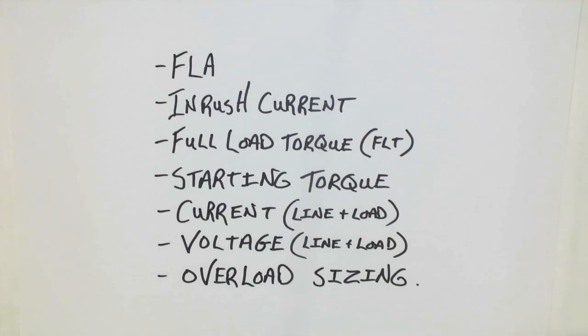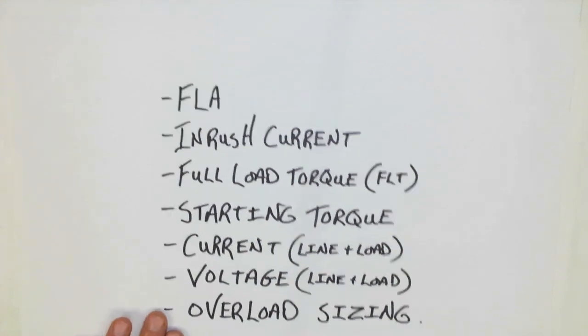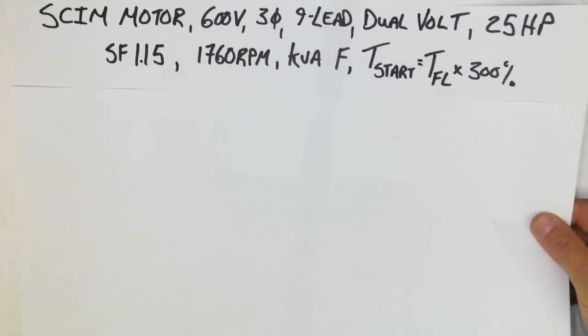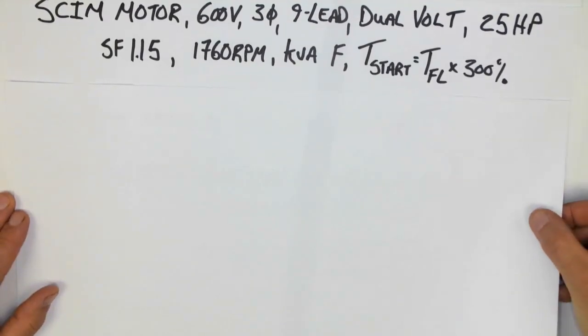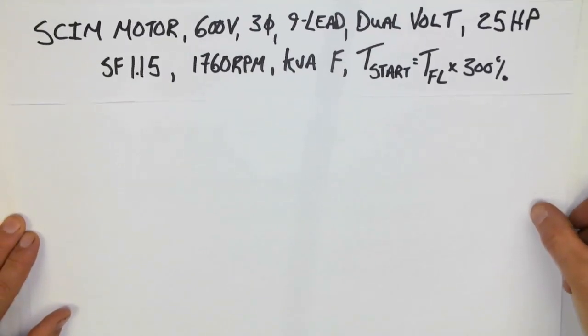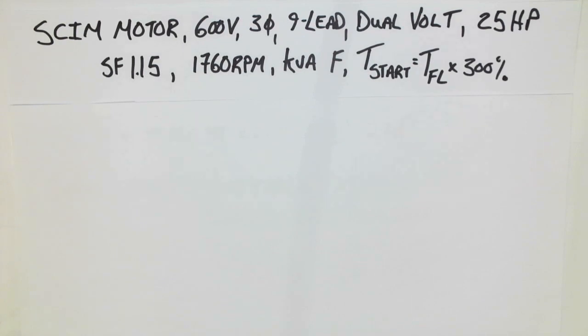Well, first thing we need to know is what type of motor we're dealing with. The motor we're going to be working with is a squirrel cage motor, 600 volt, 3-phase, 9-lead dual voltage, 25 horse, service factor of 1.15, 1760 RPM, kVA code F, and a starting torque equal to 300% of the full load torque value.